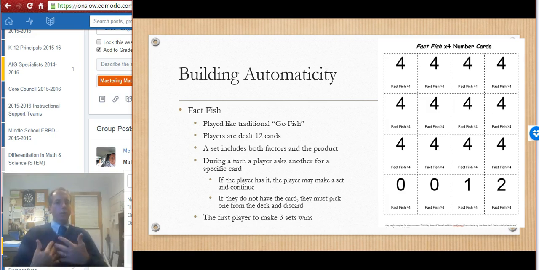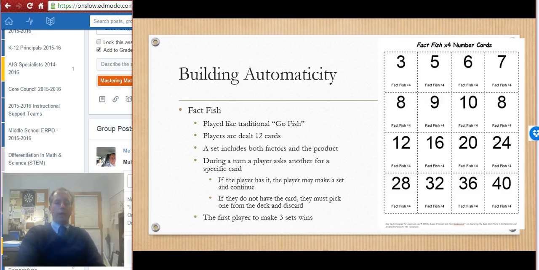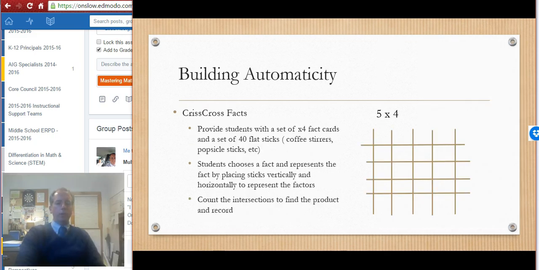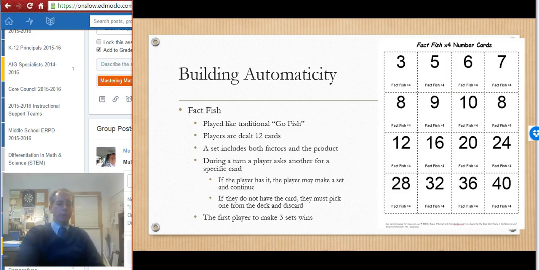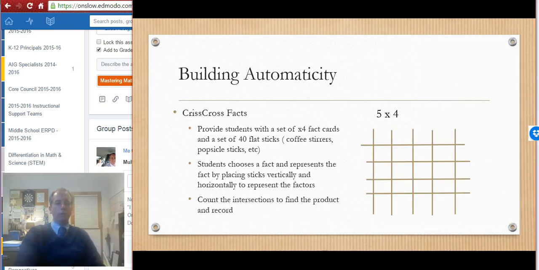Again, any of these are in Word form. You can download them if you have a copy of the text, if that's what you choose to get. So you could change these just as easily to make it fact fish times any of the values that we're working through. Kids are going to get 12 cards. To create a set in fact fish, we need both of the factors as well as the product. Once they get all three, they can lay theirs down, and the player that gets the most sets wins, or you can play something like the first player to make 3 sets wins.